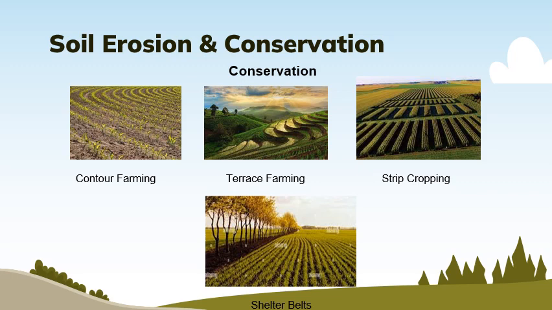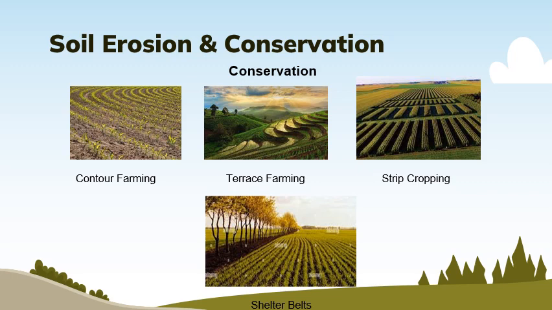Second, we have terrace farming. It is a method of cultivating crops on steep slopes or hillsides by creating a series of level terraces or steps, as you can see in the picture. This technique is used for minimizing soil erosion and maximizing the use of available land for agriculture.